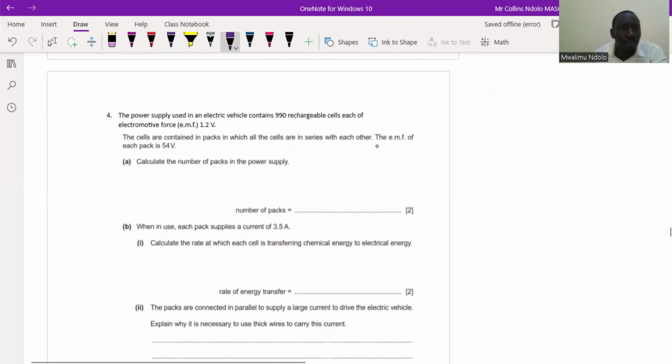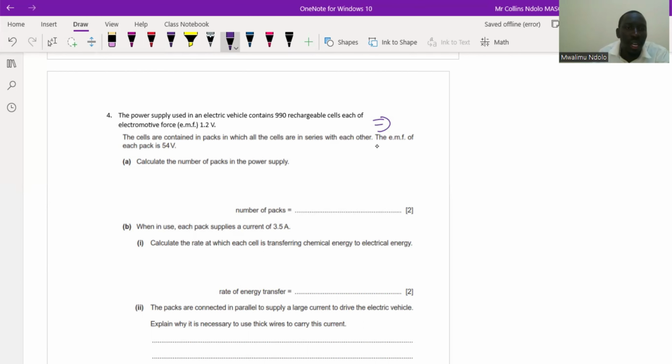Question number 4. I forgot to include which paper I got it from. I'll be able to do that. The power supply used in an electric vehicle contains 990 rechargeable cells, each of electromotive force, EMF, 1.2 volts. The cells are contained in packs in which all the cells are in series with each other. The EMF of each pack is 54 volts. Calculate the number of packs in the power supply.